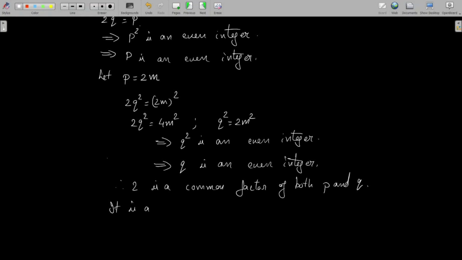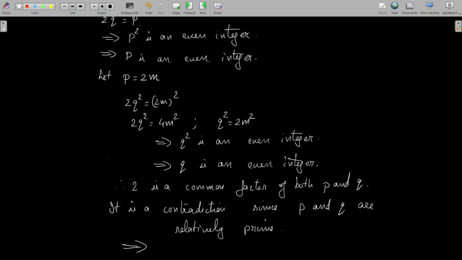It is a contradiction, since we already assumed that p and q are relatively prime. Therefore there will be no common factors for p and q other than 1. So this implies that our assumption was wrong. And what was our assumption? It was that root 2 is rational, and it is wrong. Therefore we have root 2 is irrational. So this is the method of proof by contradiction.